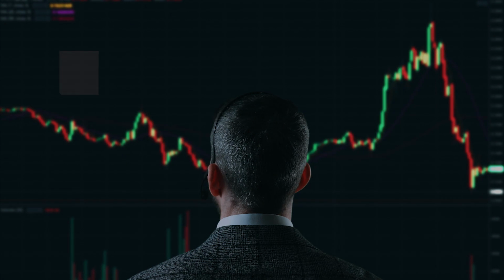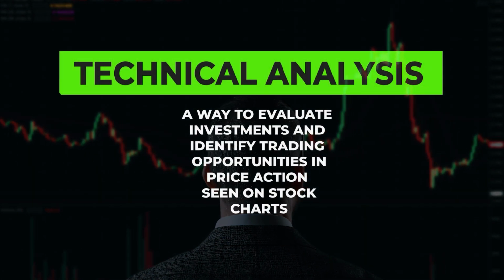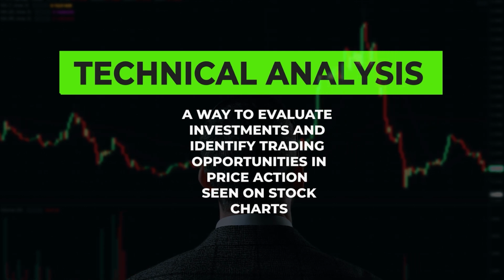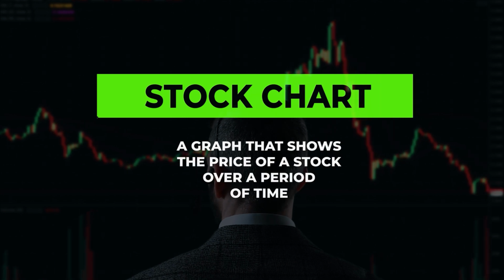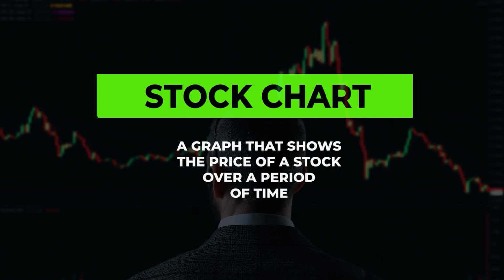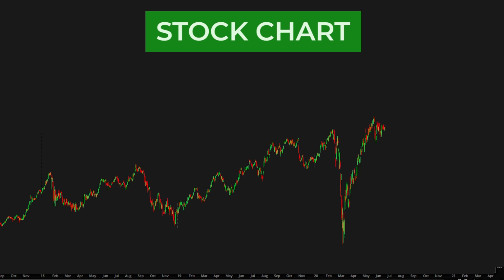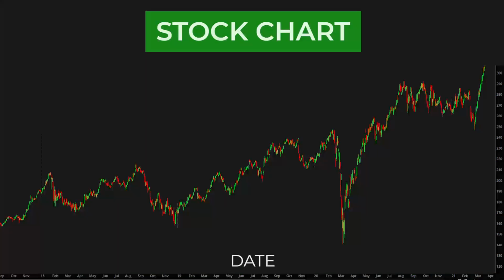Technical analysis is a way to evaluate investments and identify trading opportunities and price patterns seen on stock charts. A stock chart is a graph that shows the price of a stock over a period of time. Here's a stock chart. The horizontal axis at the bottom represents the date. The vertical axis is the price.